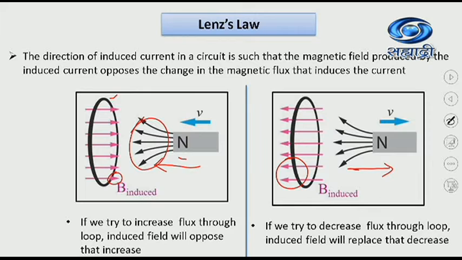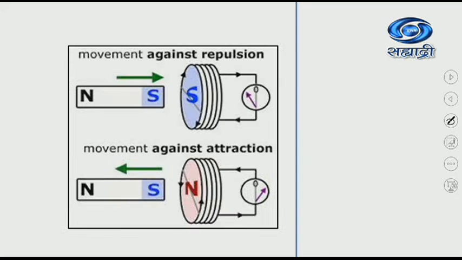So this is Lenz's law, which states that the direction of induced current in a circuit is such that the magnetic field produced by the induced current opposes the change in the magnetic flux that induces the current. There is another picture. Again, it will clear the idea of Lenz's law more.